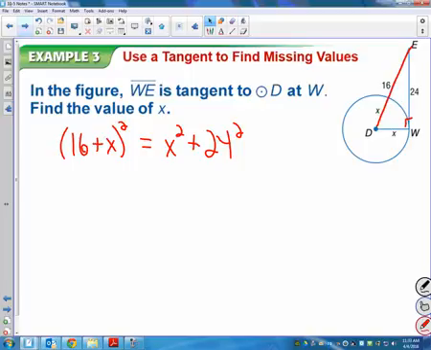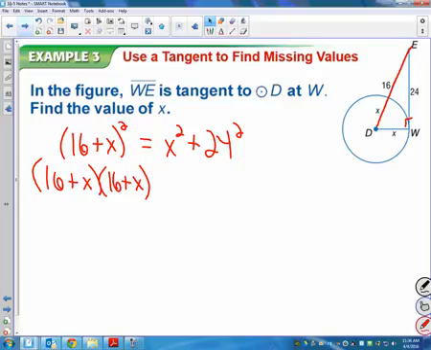Do you remember how to work this out? It's not just 16 squared plus X squared, right? Because that means there's two of them. We can't just take the square root of both sides because you can't break up addition and subtraction under a square root. So what you have to remember is this is a binomial square. 16 plus X squared is the same as 16 plus X times 16 plus X. I'll work that out. It's algebra.